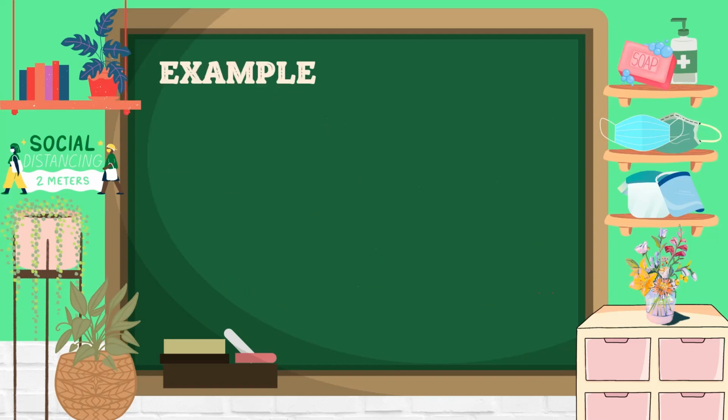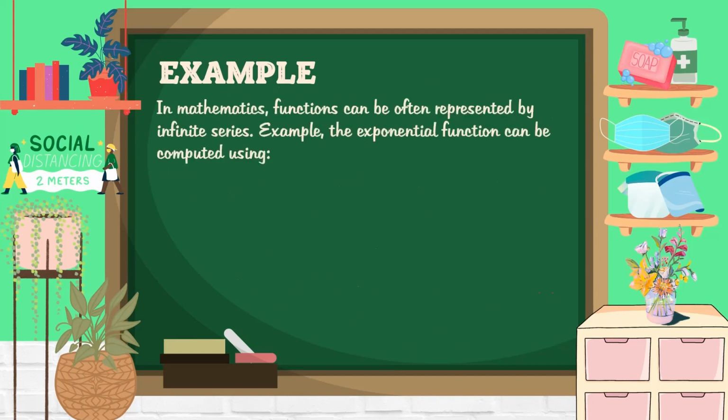For example, on error estimates for iterative methods, in mathematics, functions can often be represented by infinite series. For example, the exponential function can be computed using e raised to x is equal to 1 plus x plus x squared over 2 factorial plus x cubed over 3 factorial, and so on and so forth until it reaches x raised to n over n factorial. As more terms are added in sequence, the approximation becomes a better and better estimate for the true value of e raised to x.